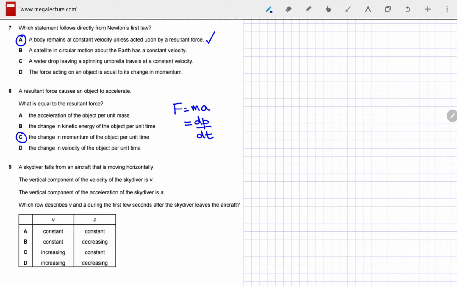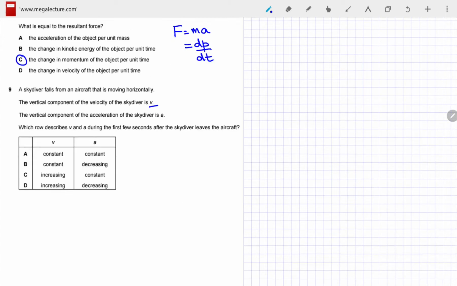Question number 9. A skydiver falls from an aircraft that is moving horizontally. The vertical component of the velocity of the skydiver is v, and the vertical component of the acceleration is a. We are asked to tell which row describes v and a during the first few seconds after the skydiver leaves the aircraft. So let's see what happens when the skydiver leaves the aircraft. It will have some velocity, and you would expect that the skydiver will fall, and the only acceleration would be g, right? Gravitational acceleration on the skydiver, and therefore the velocity must be increasing due to that acceleration.